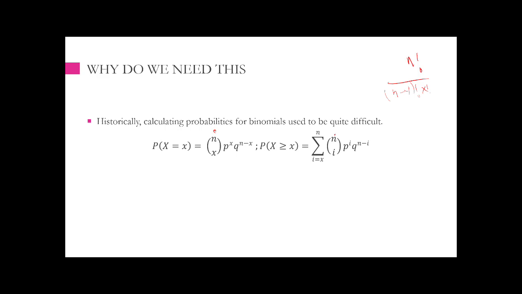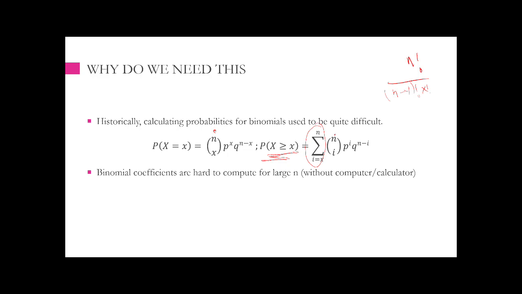So if you're calculating a factorial where n is 100, you're multiplying 100 things. It's not necessarily very easy if you don't have a lot of computing power. So when n is very large, those binomial coefficients become difficult to compute. And on top of that, if you want to calculate a range for your binomial, you're going to have the sum here. The sum makes it a lot more difficult because now suddenly you're calculating multiple binomial coefficients.